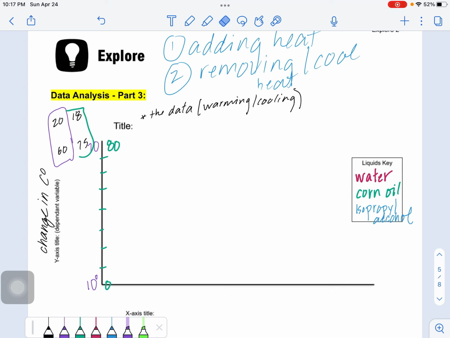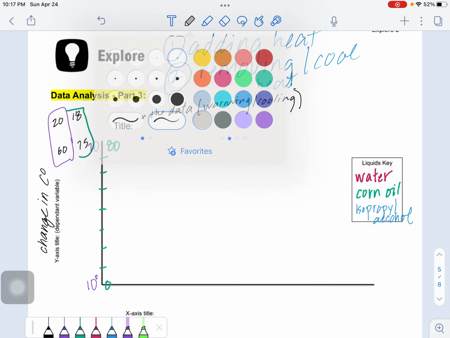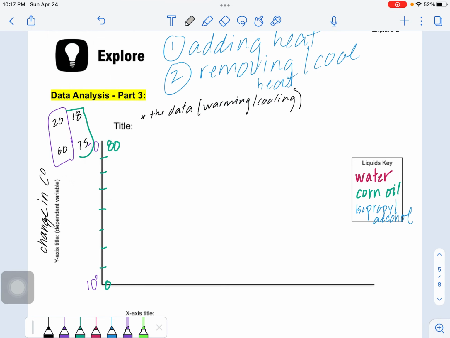And remember, Notability has this nice feature where you can go to like a light gray and a really skinny pen, and you can put in some lines on your graph. So that might help you out as you get your graph organized. So look at your overall changes in temperature, right? Change in temperature, and give yourself a scale. And you could certainly make it easy too. You could certainly go from 0 to 100. Okay, just going to make it simplified. That's fine too.